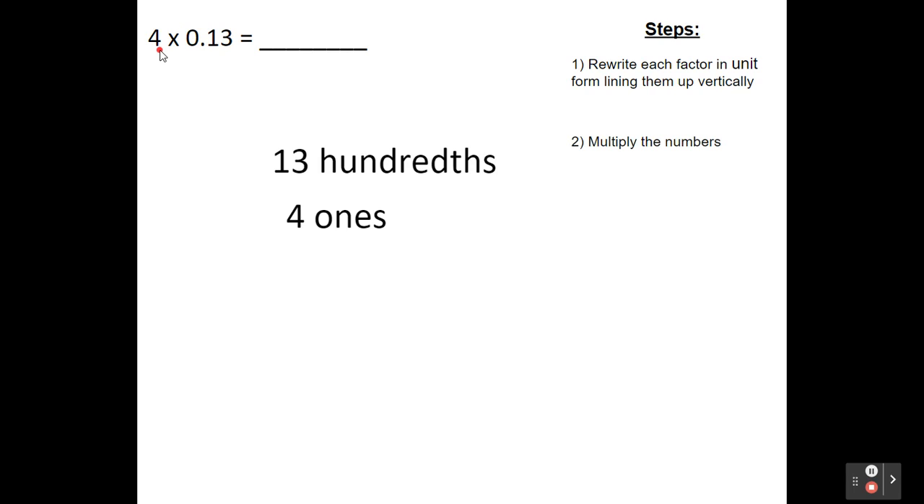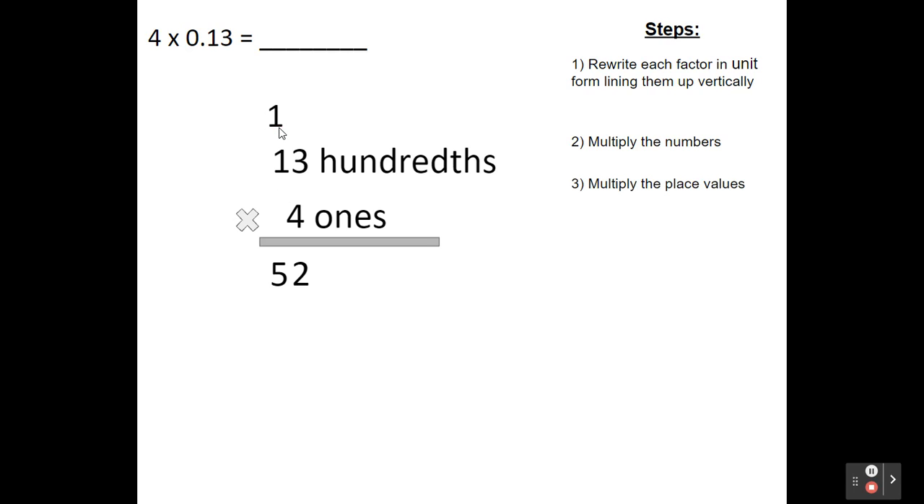Now we're going to multiply the numbers. So what we'll do is we're going to first multiply 4 times 3. So 4 times 3 is 12. That means we're going to place the 2 down here, and we're going to regroup the 1 all the way to the top in the next place value. Now we can multiply 4 times 1, which is 4, and then add the 1 that we regrouped. So 4 times 1 is 4, plus 1 more is 5.